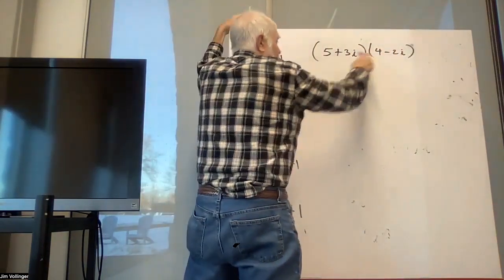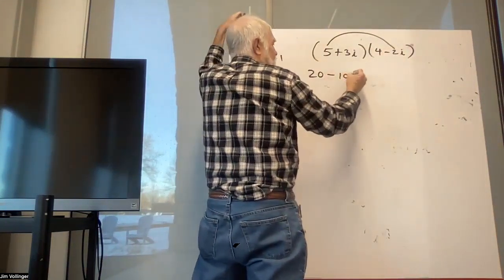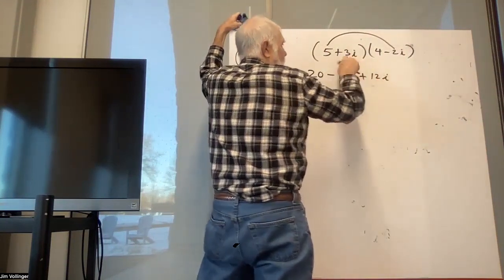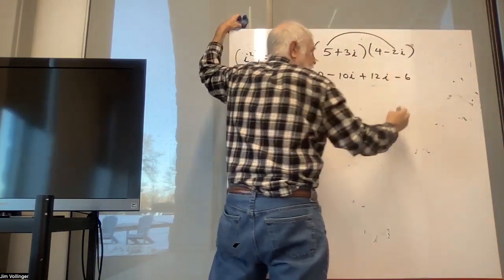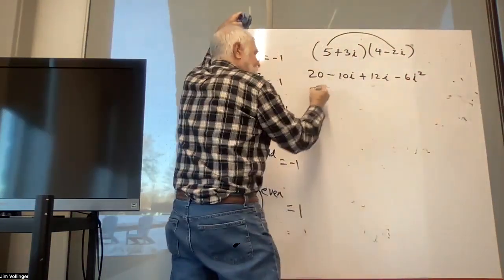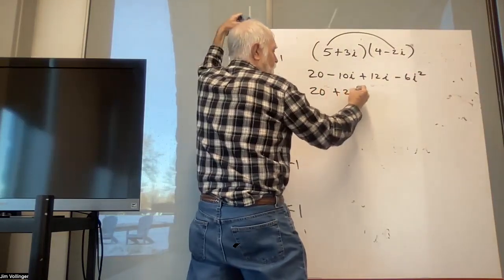All right, 5 times 4 is 20. 5 times minus 2i is minus 10i. 3i times 4 is 12i. And 3 times minus 2 is minus 6, and i times i is i squared. Okay, so that's 20, minus 10i plus 12i is positive 2i.